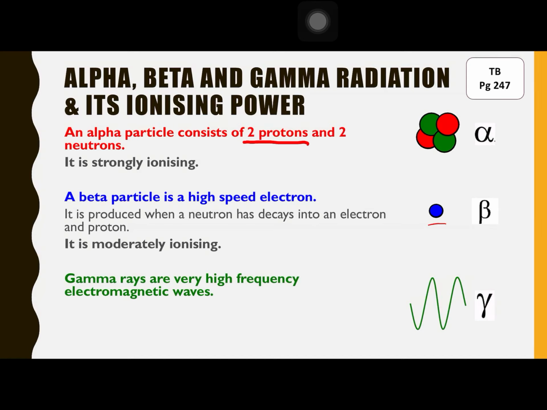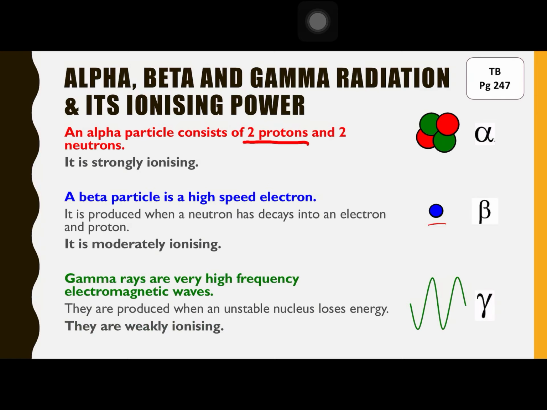For gamma rays, they are high-frequency electromagnetic waves. You learned this at the end of last year, right? They are produced when an unstable nucleus loses energy. They are weakly ionizing. Why? Because they have no charge. So even if they pass through other molecules and particles, it's very difficult for them to cause the other particle to lose or gain electrons. Okay, so they're weakly ionizing.